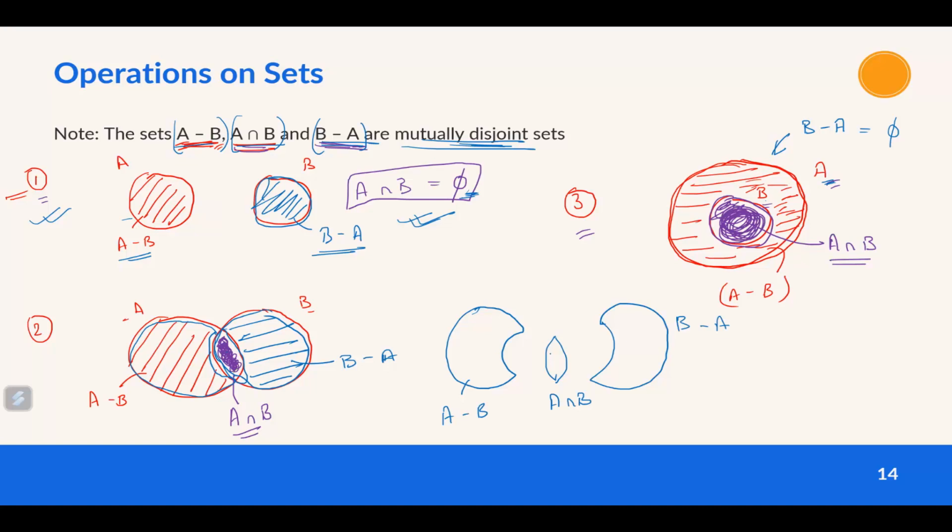So you see, these three sets, they have nothing in common. This set, and this set, they are disjoint. Okay. In the third case also, the outer circle minus the inner circle, which is A minus B, this red region is one set, this purple region is another set, and B minus A is an empty set. So all the three sets are disjoint. There is no element common between these three sets. So these are all the operations we have seen which we can perform on sets.